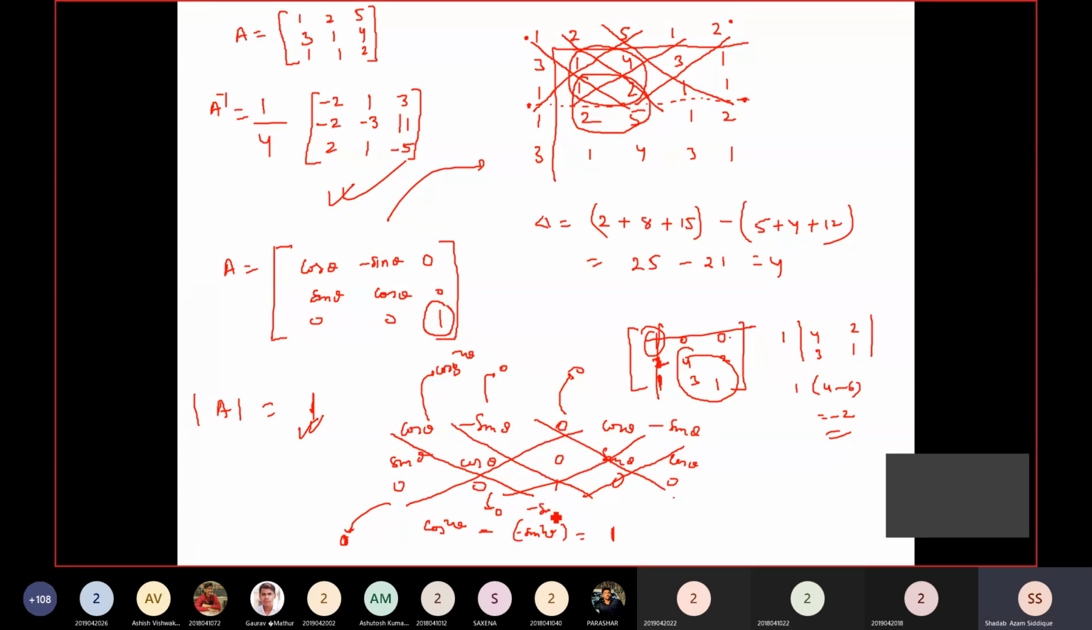So this is the shortcut method to find the inverse of a matrix, and you can find the inverse for this matrix also. I hope this is clear. Any doubt?